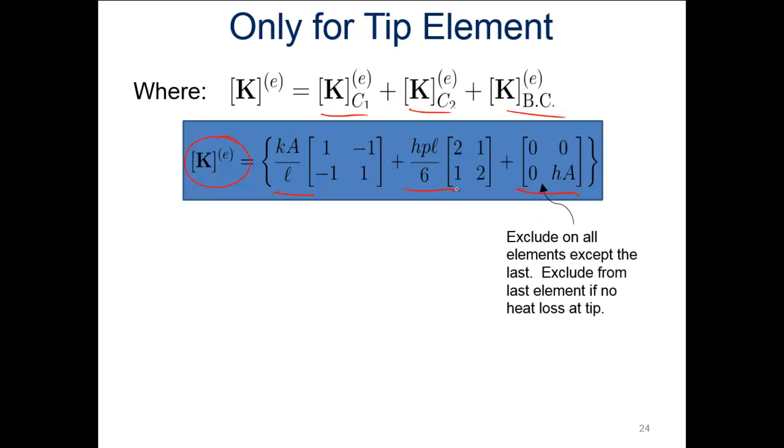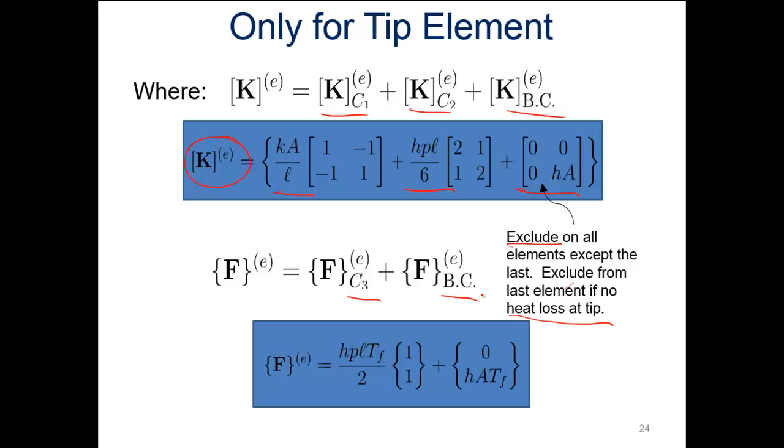So on all the other elements, we exclude this one, except for the tip. Right? So exclude from the last element if no heat loss from the tip. If we don't assume convection at the tip, then we exclude this. So again, we'll get practice with this. I'll show you how this works. For the forcing function, again, you want to include the C3 term that we already had, and then we also have the boundary condition. We can exclude this one as well if we don't have convection from the tip.